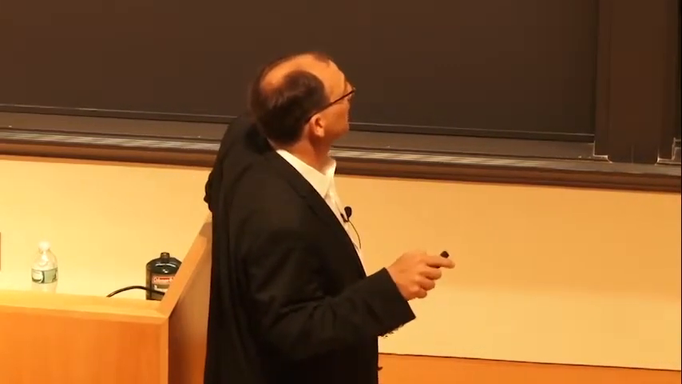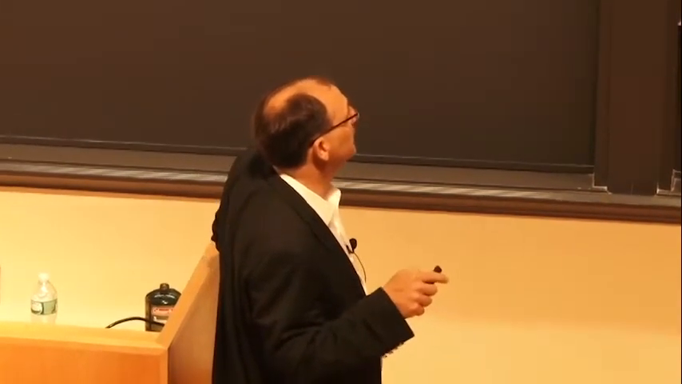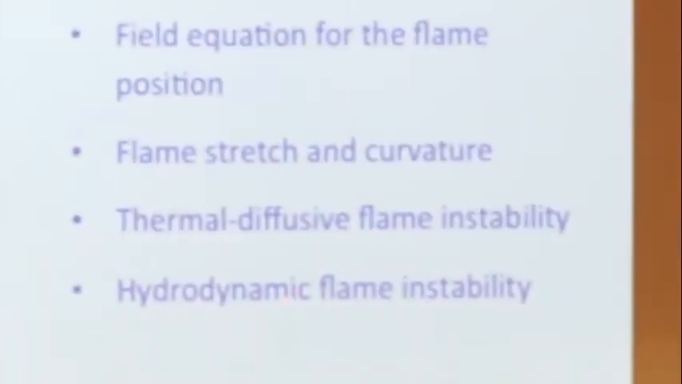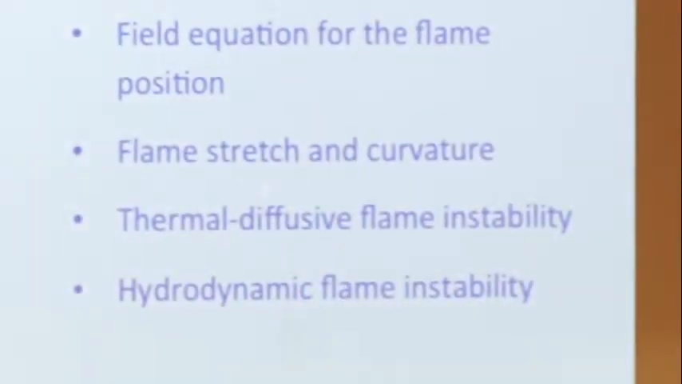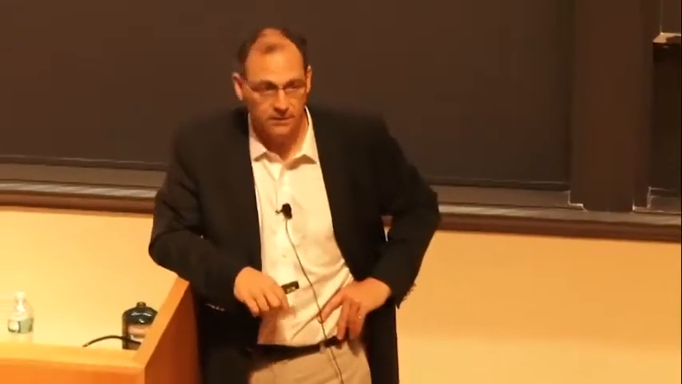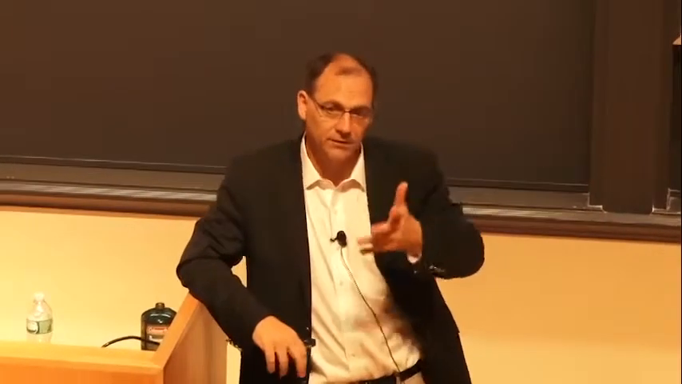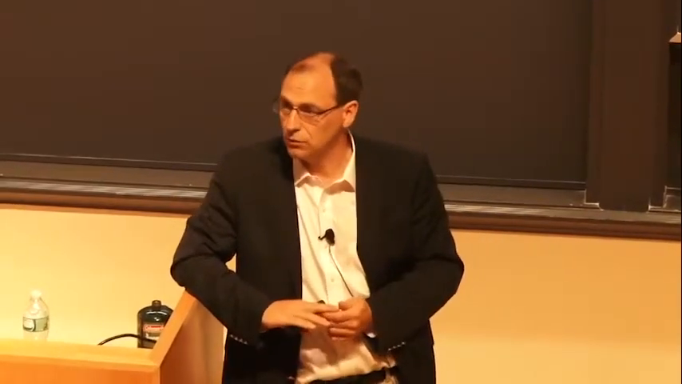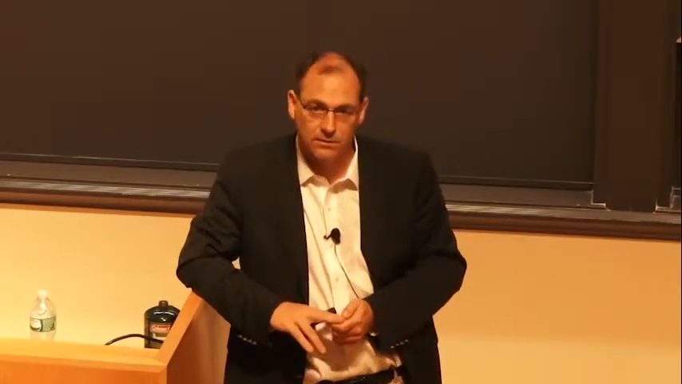We talked about these. Without any derivation, we looked at these results from the asymptotic analysis by Clavin and Williams and Matalon and Markstein. And then we talked about how instabilities can occur due to hydrodynamic effects and due to these diffusive Lewis number effects. Okay, any questions about this?